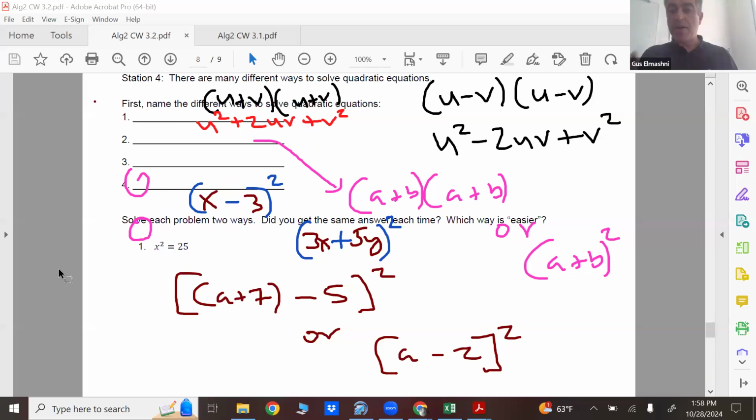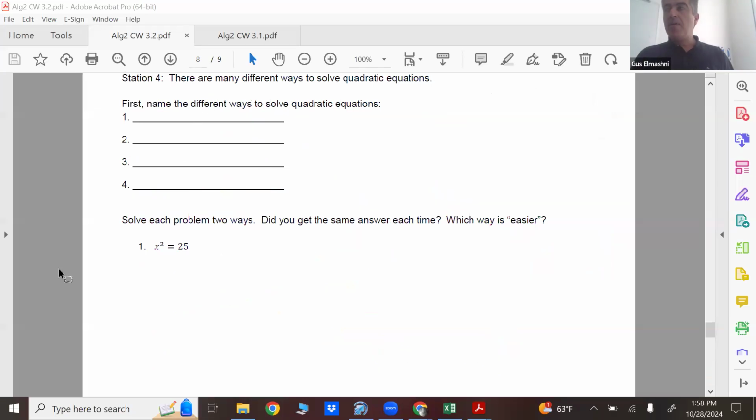Last part. This will tie it all together. Okay. So ways to solve a quadratic equation. All right. How many different ways can we do this? You could use the quadratic formula.